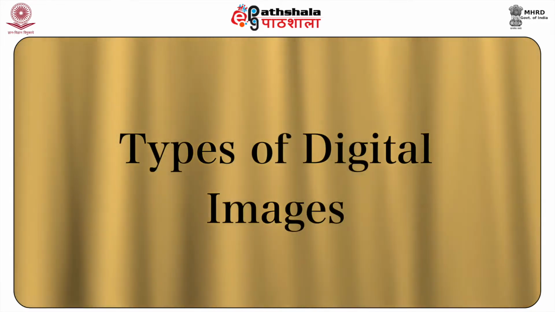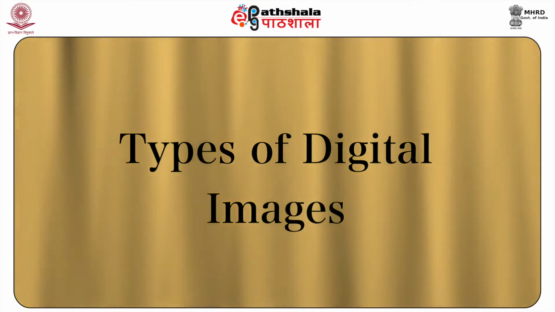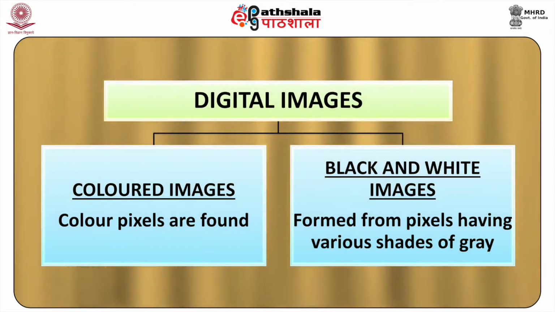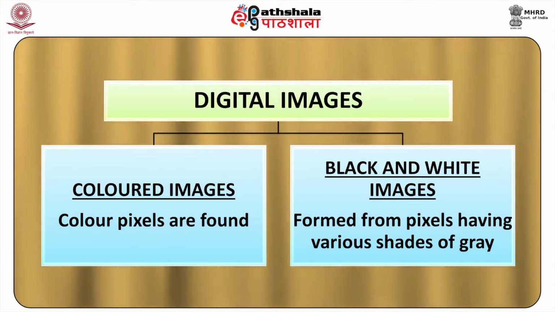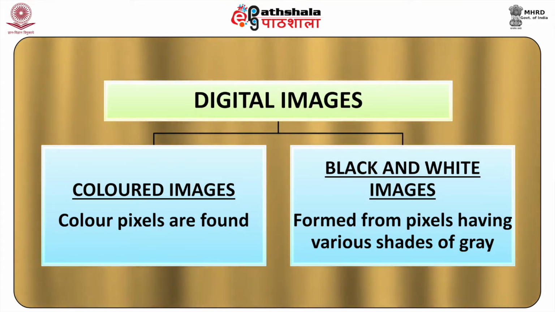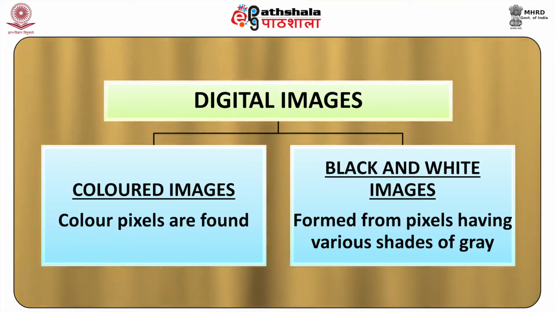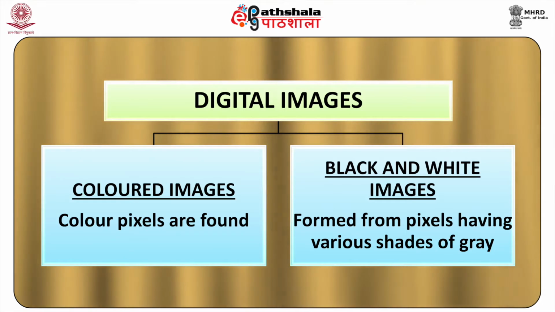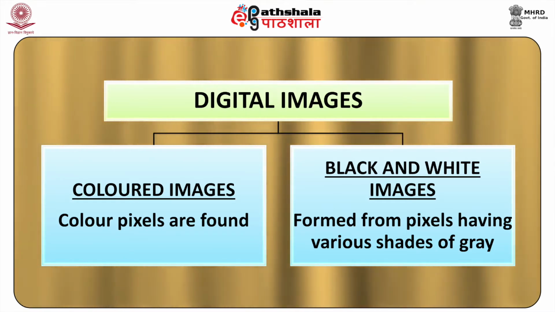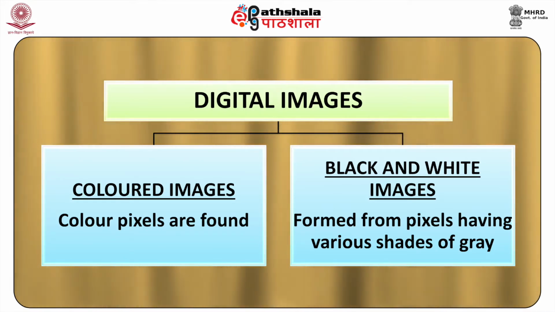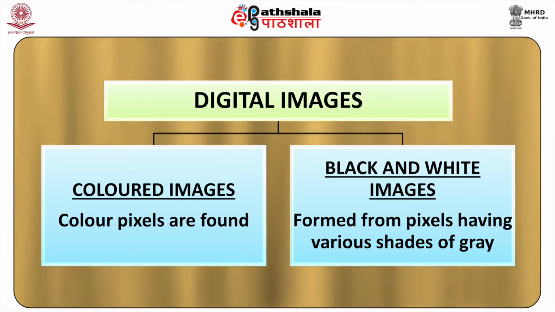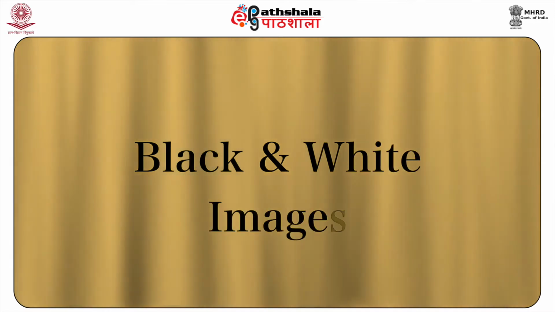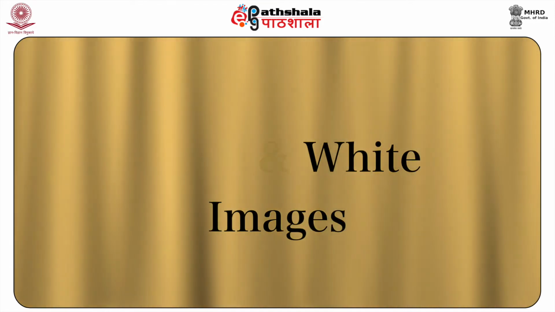Next, what are the types of digital images we have? For photographic purposes, there are two important types of digital images, that is color and black and white. In case of the colored images, color pixels are found, whereas in case of black and white images, they are formed from pixels having various shades of gray. So starting with the first, we have the black and white images.